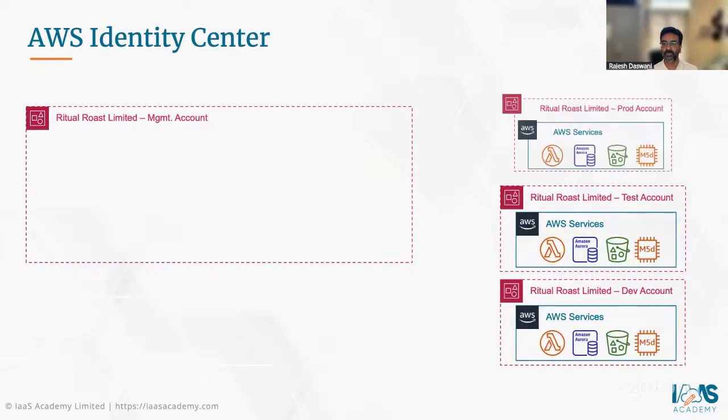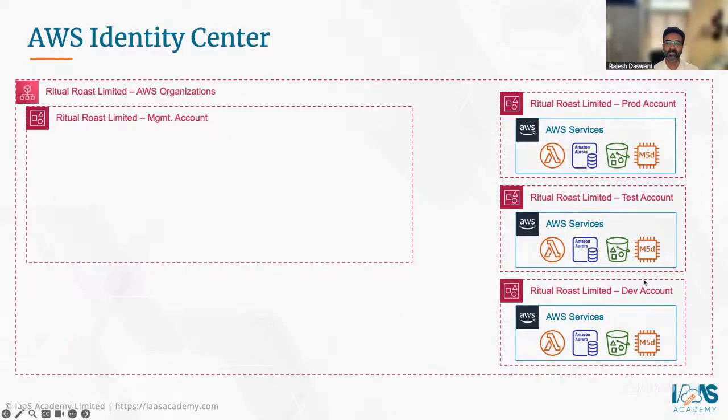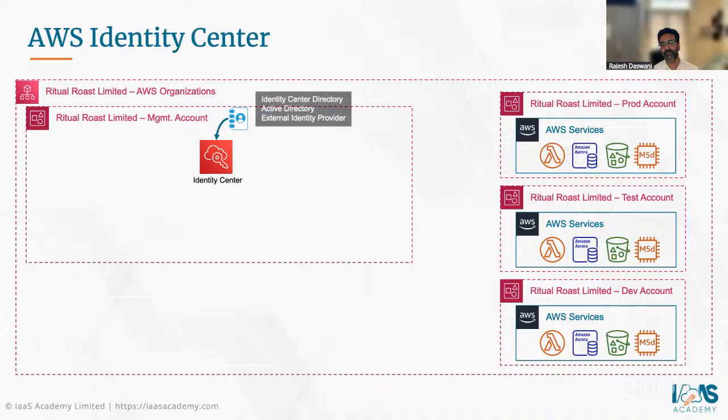So let's say we've got multiple AWS accounts. So we've got the production account, we've got a test account, we've got a dev account. And the way this works is you've got a tool called the Identity Center that allows you to create either a locally hosted identity provider. Okay, so the Identity Center itself is an identity provider, or you can integrate it with external identity providers like Active Directory, for example.